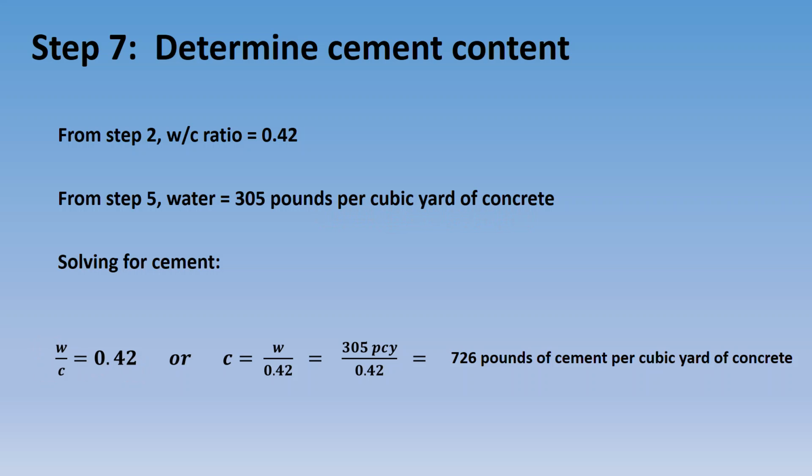Water over cement has to equal 0.42. Or we could rewrite that expression algebraically so that cement is equal to water over 0.42. We know water is 305 pounds per cubic yard. If we divide that by 0.42, we need 726 pounds of cement in order to maintain the proper water to cement ratio for 4,700 psi concrete.